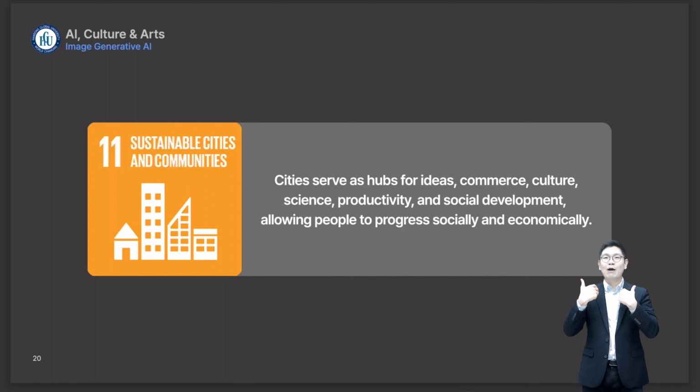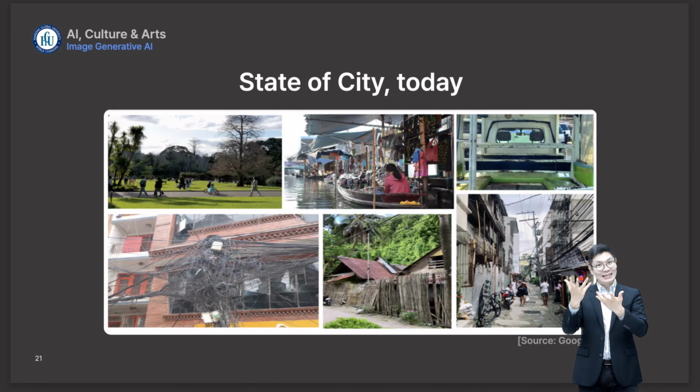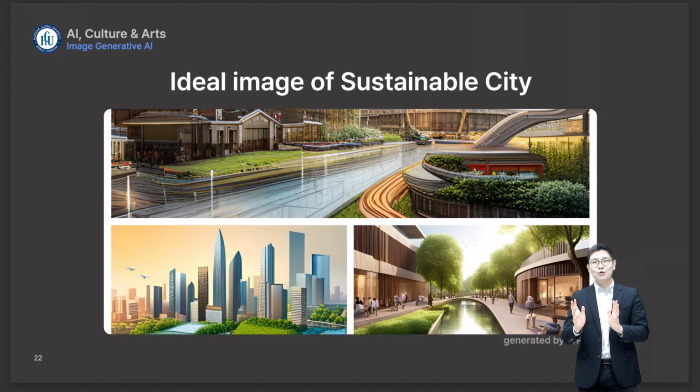We could use our generative AI to express those kinds of goals, like this. This is an example, the state of a city today. As you can see, there are many turbulences and much chaos in all the cities, and it's not in a good condition right now. So using generative AI, we could make an ideal image of a sustainable city. It looks fancy, eco-friendly, and also sustainable. So please generate with your own point of view.